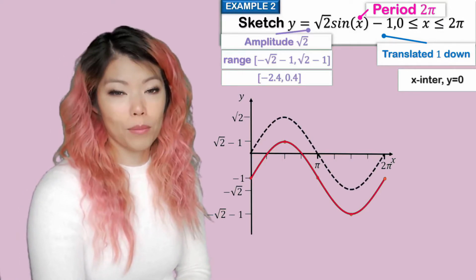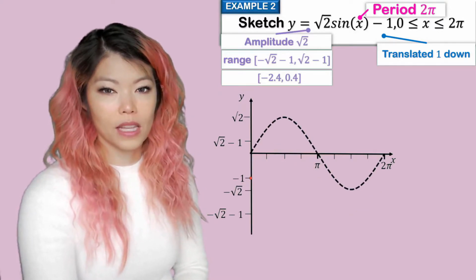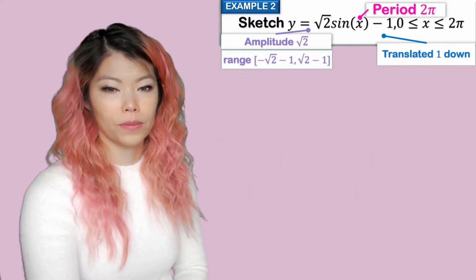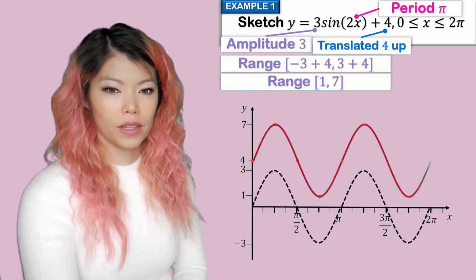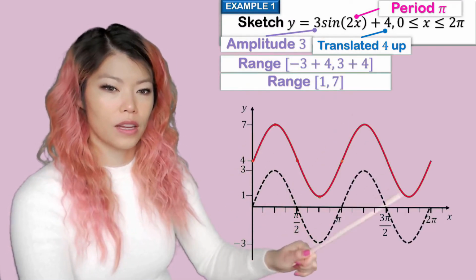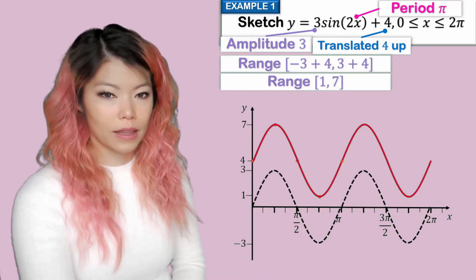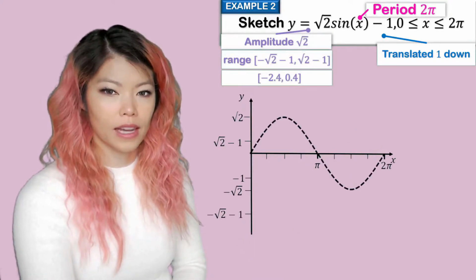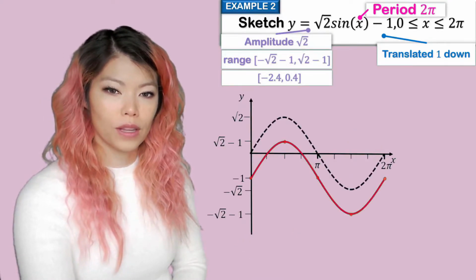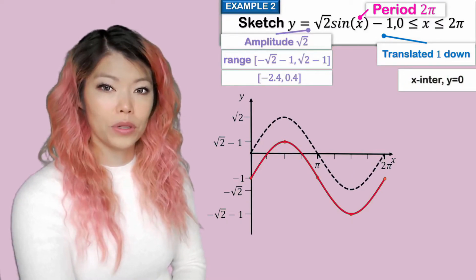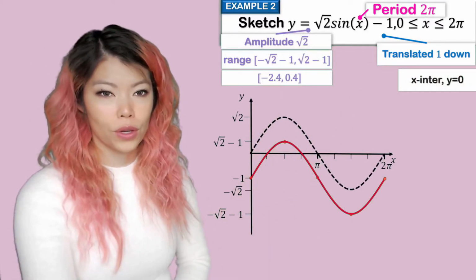In the previous example, we had no x-intercept, and that's because, let me bring it back for you. In the previous example, our graph wasn't touching the x-axis, but this time our graph does touch the x-axis. So we have to figure out what the x-intercepts are. How do we do that? We let the whole equation equal 0.